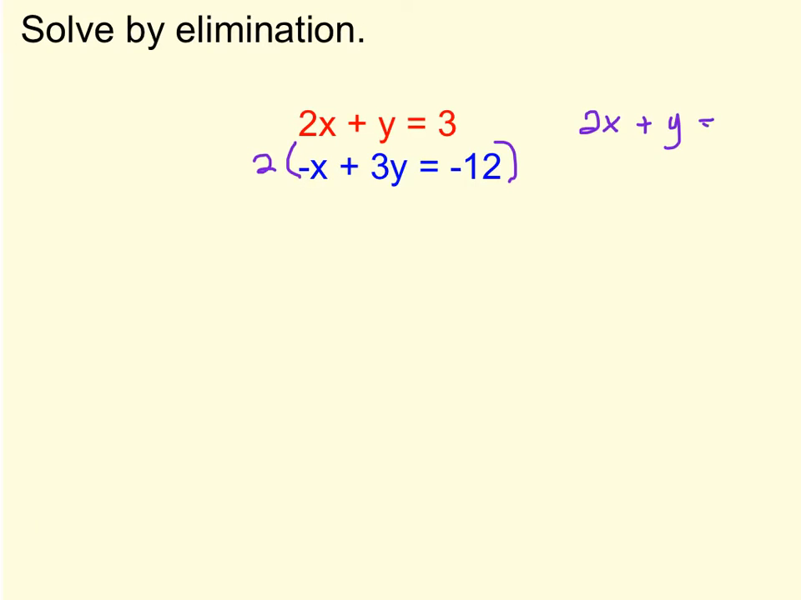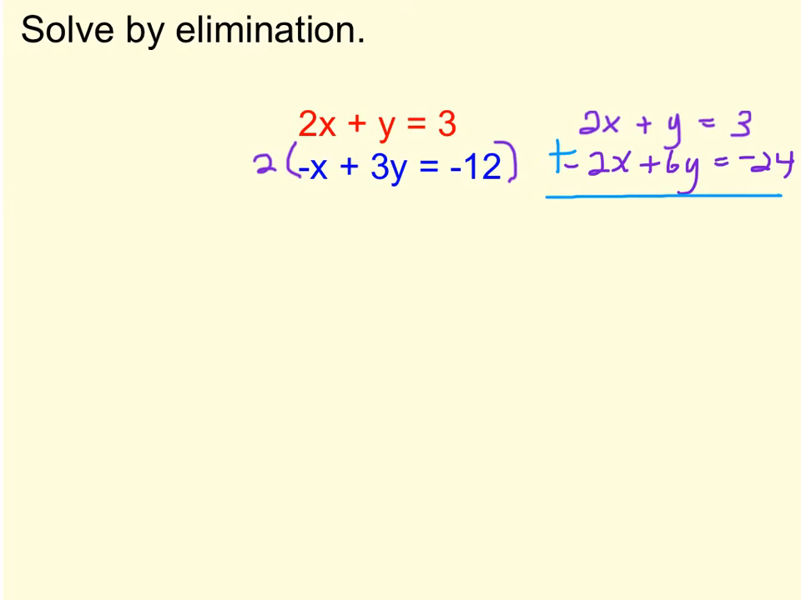2x plus y equals 3. Now I'm going to distribute this 2 to every single term in the equation. It's going to give us negative 2x plus 6y equals negative 24. So then we go to add these two equations together.